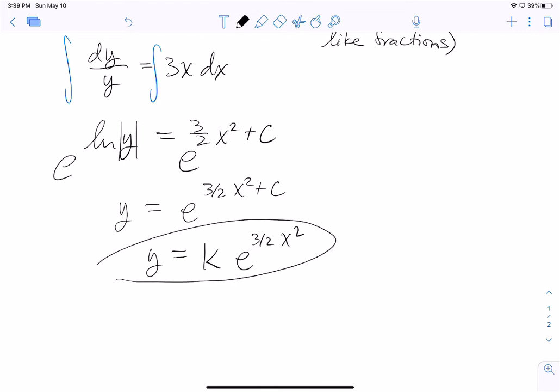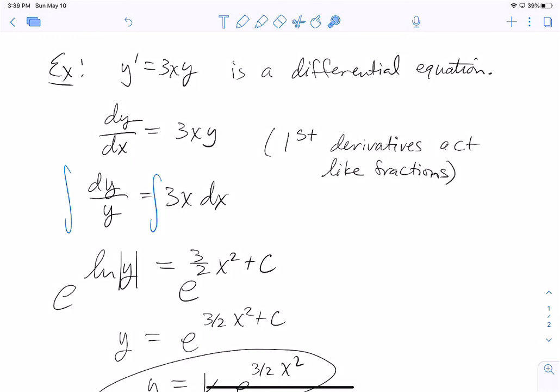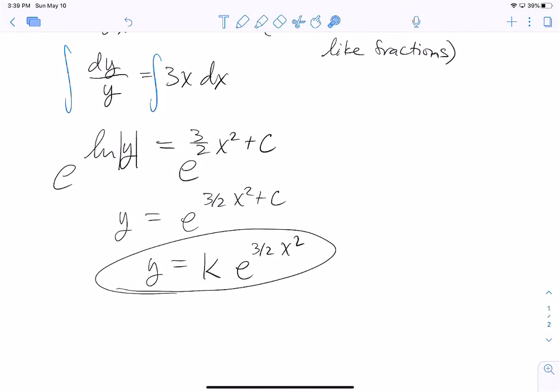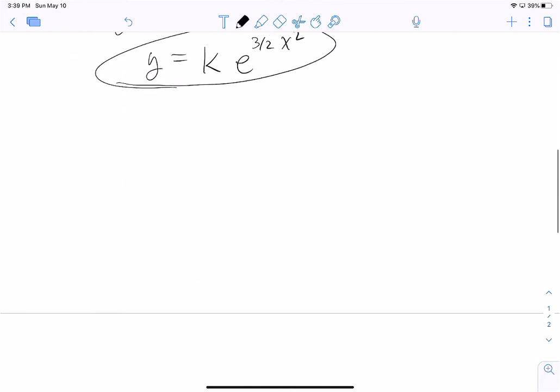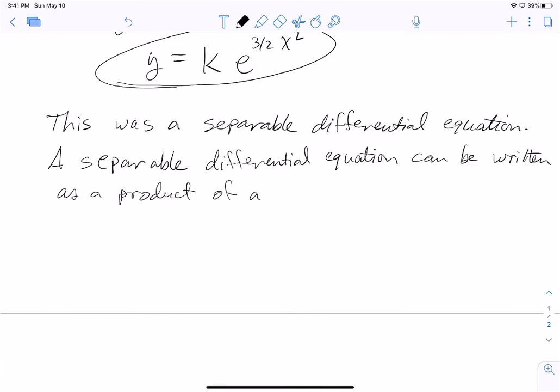But the point here is that we had a differential equation, and we were able to separate it by putting like with like in terms of variables. And then using antiderivatives, we were able to write this equation here in such a way that no derivatives appear. This was actually a separable differential equation. What characterizes it as a separable differential equation is that it can be written as a product of a function of x and a function of y.